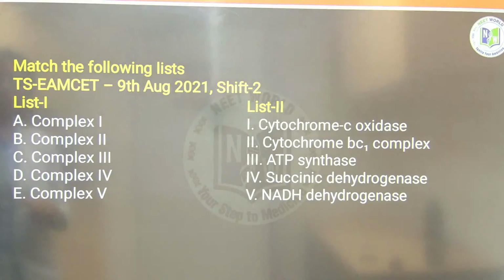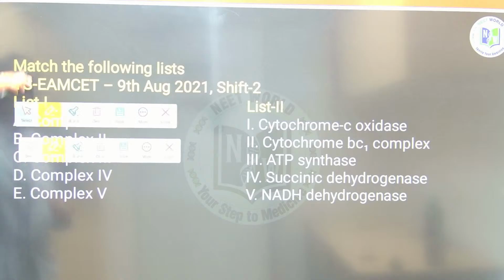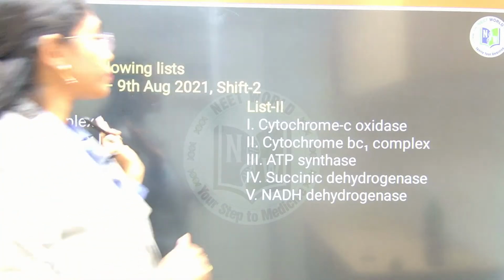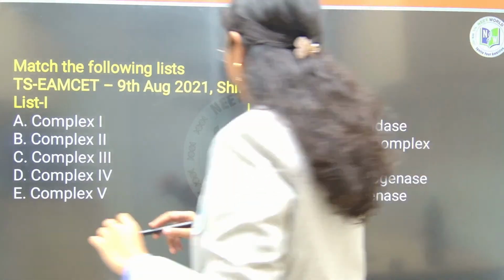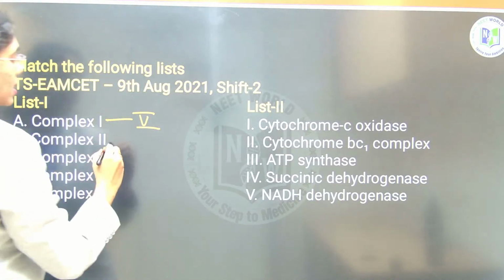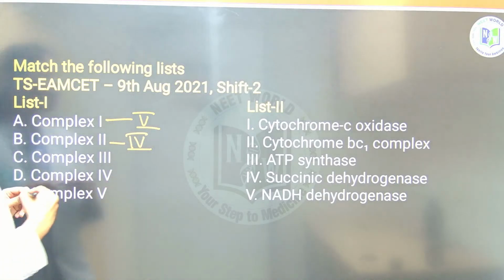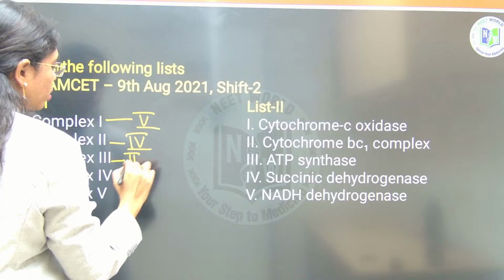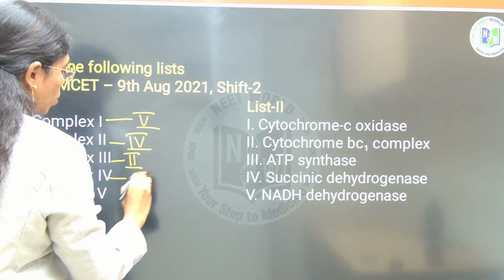Match the following type of question again. Complex 1 is NADH dehydrogenase, which is option 5. Complex 2 is succinate dehydrogenase, which is option 4. Complex 3 is cytochrome BC complex, which is option 2. Complex 4 is cytochrome C oxidase, which is option 1.